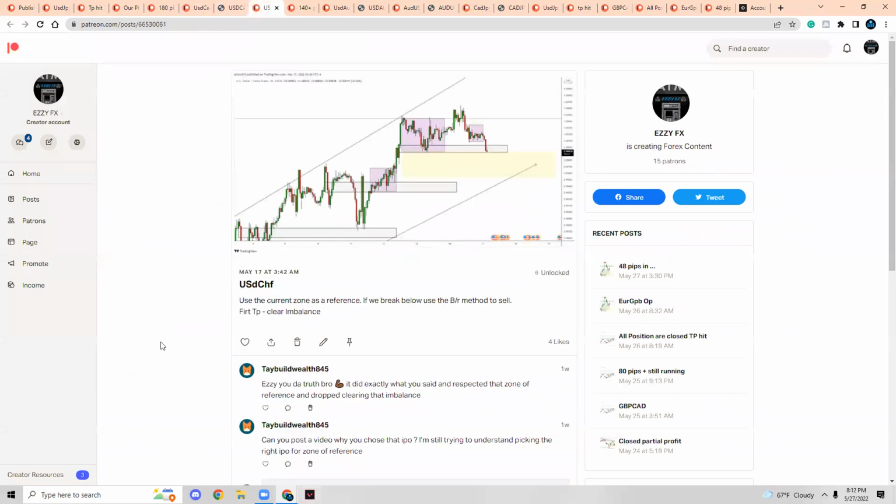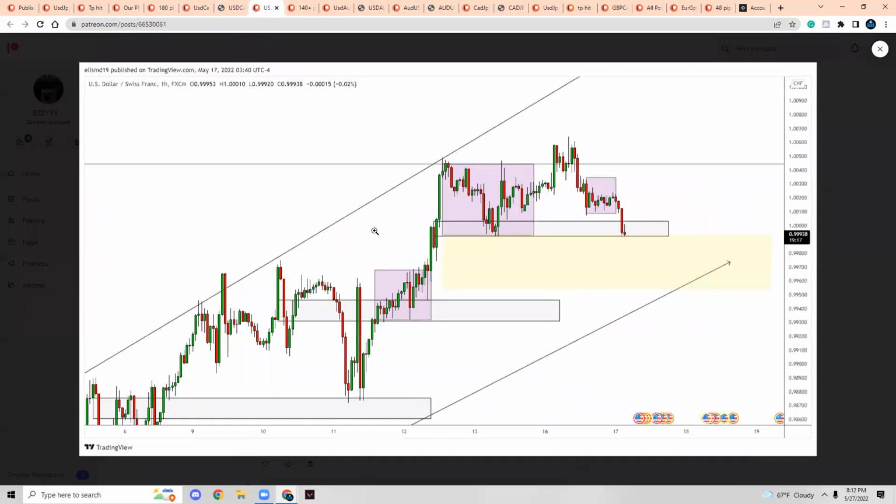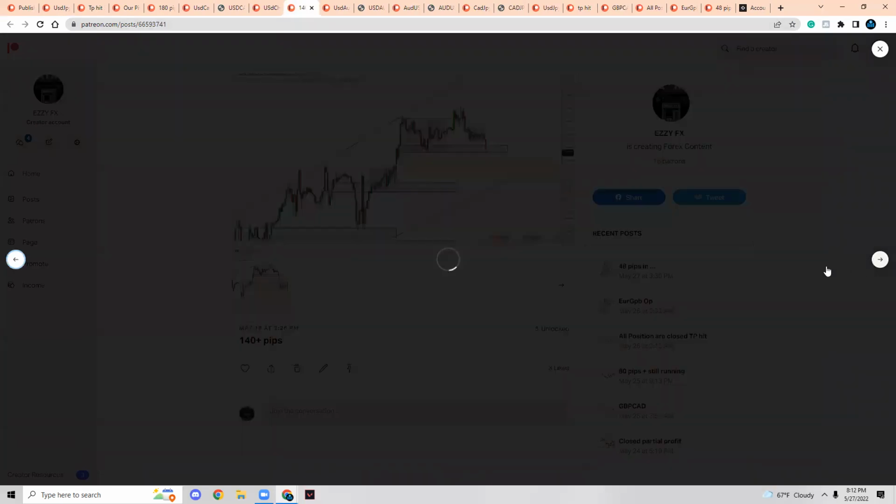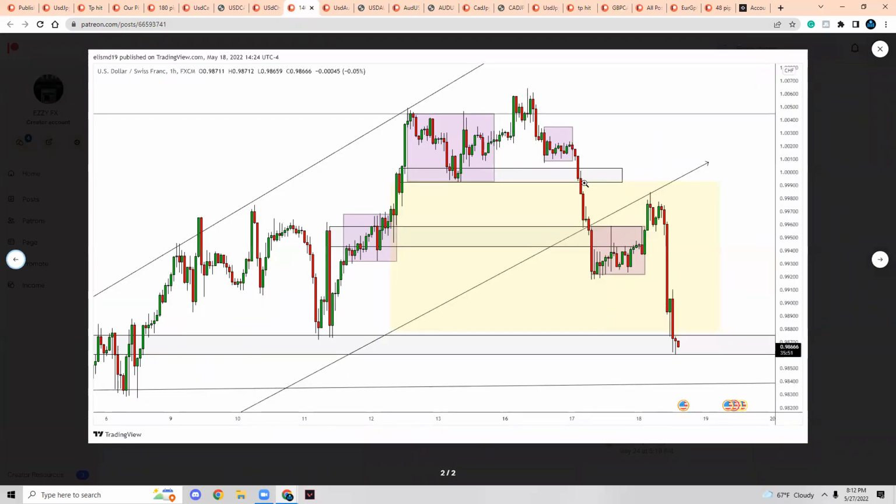Next step, we have USD CHF. Again, pretty straightforward. We have the first test, wait for the break. If it breaks below, we use the same zone to sell all the way to clear the imbalance. And then we made over 140 pips on this trade. Market breaking below, retesting on the same candle, and then continuing to the downside. I entered as soon as the market broke it, and then we had 140 pips to close the imbalance.